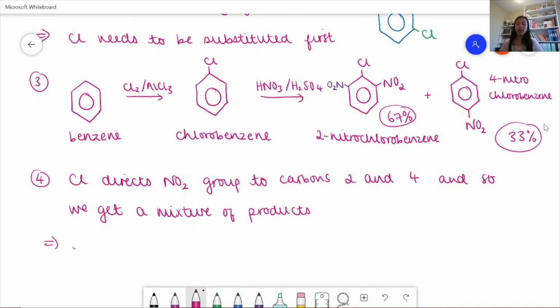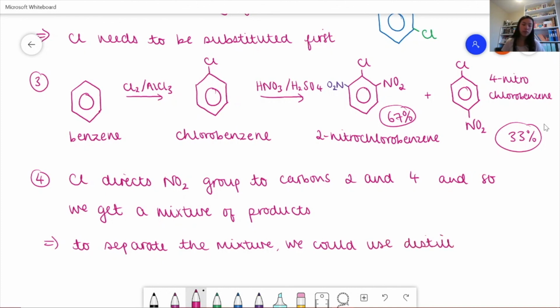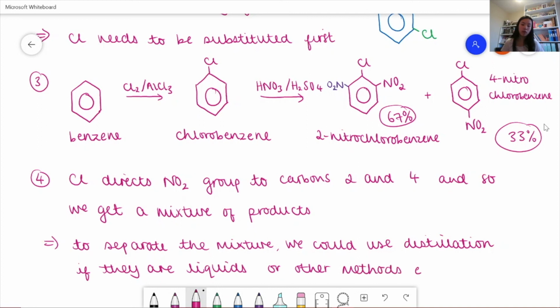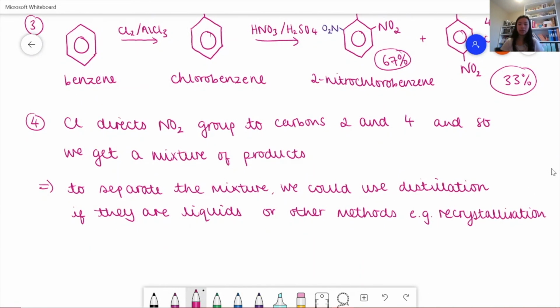And we can say that to separate the mixture, we could use distillation, if they are liquids, or other methods, for example, recrystallization, if it's a solid. So if they are solids.